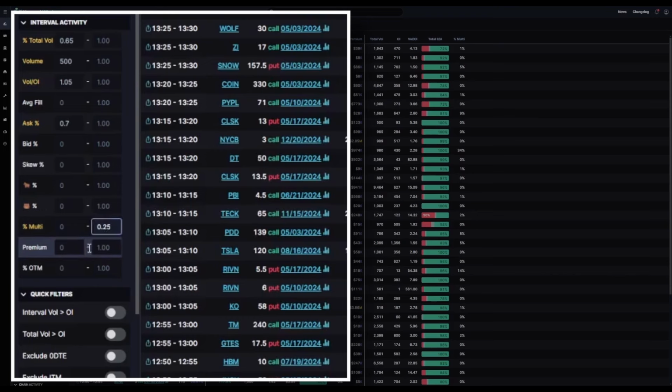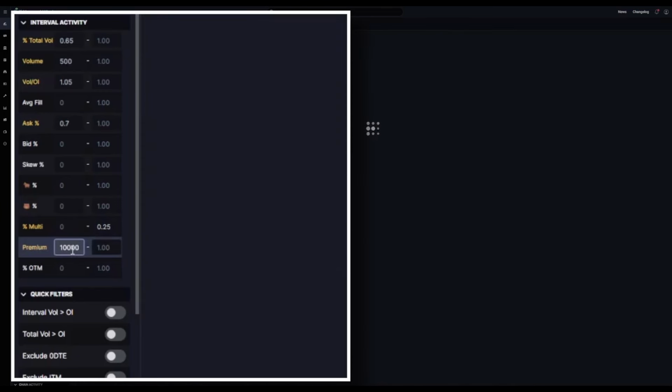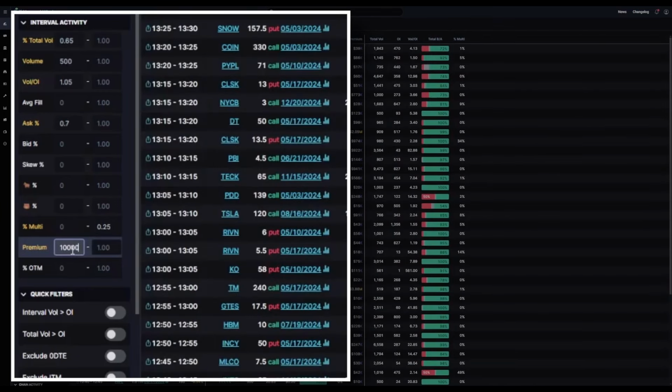For premium, I don't want to just catch a bunch of 1 cent contracts with no other context, but I don't want to miss smaller names either. I'll set this to at least 10,000 in premium, transacted within that 5 minute time interval.